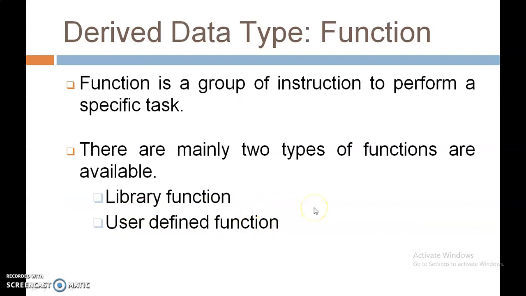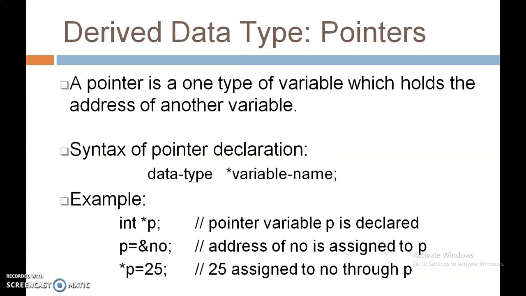The next one is function. A function is a group of instructions to perform a specific task. There are mainly two types of functions: library functions and user-defined functions. Library functions are provided by the language itself, which is called a built-in function, and user-defined functions are the functions which are created by programmers.